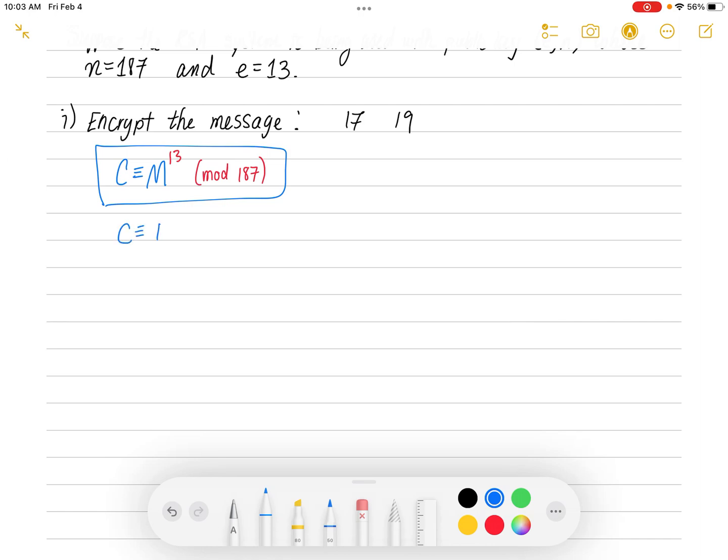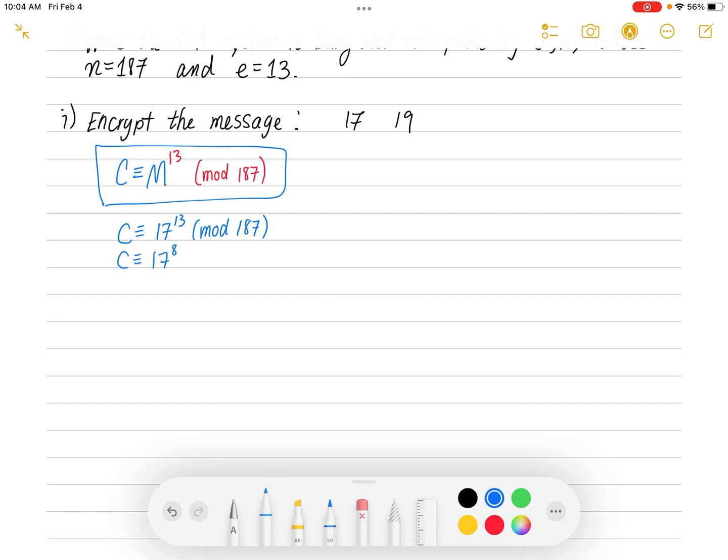I'm going to do some work here. I got C is congruent to 17 to the 13th power mod 187. Now if you try to do that in your ordinary calculator, if I try to do 17 to the 13th power, I'm going to get an overflow. So let's see, how big can we go with our regular calculator? 17 to the 8th power works. 17 to the 9th power doesn't work. So I'm going to do 17 to the 8th.